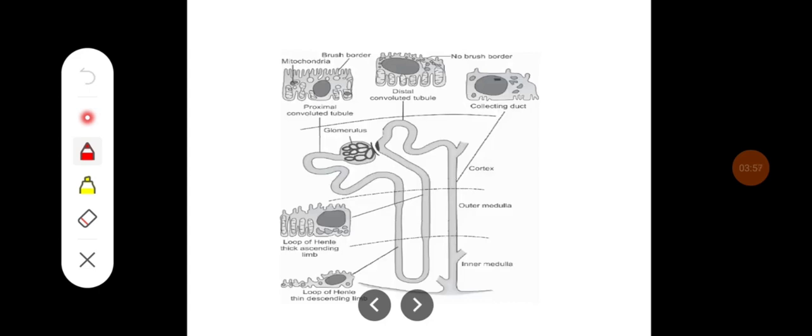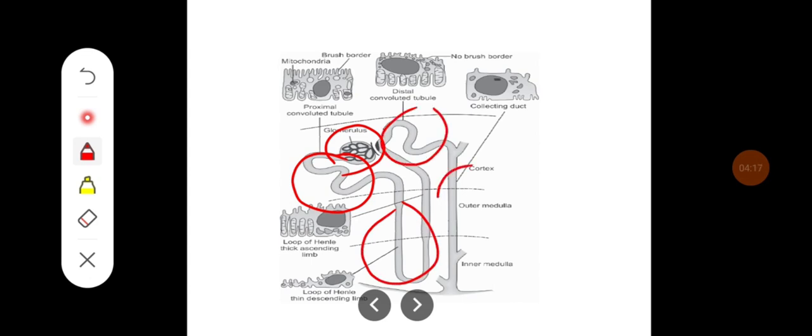So this is the typical part of the nephron, which comprises glomeruli and the tubules. Tubules, it can be proximal convoluted tubule, which is convoluted. Again, it has a straight part. Then we have a loop of Henle. Then distal convoluted tubule. Then we have collecting duct.